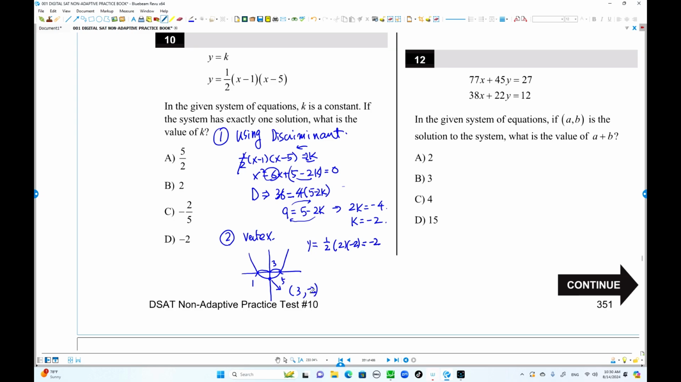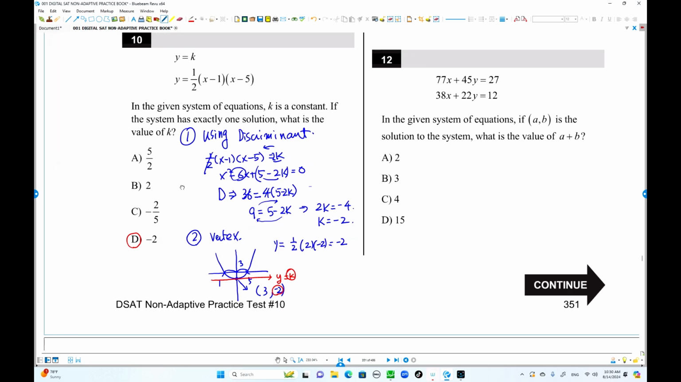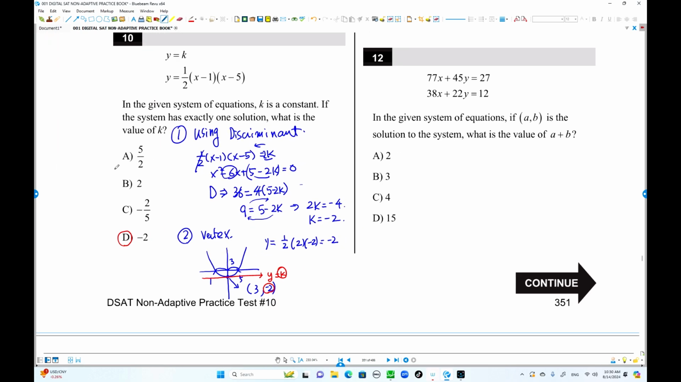Negative 2. To have only one solution, the line passes through this way, right? This is y equals k, right? The k must be equal to negative 2, right? Choice D is the answer. And let me see. There is another way, but I'm not going to recommend that, okay? Using this one, okay? All right.